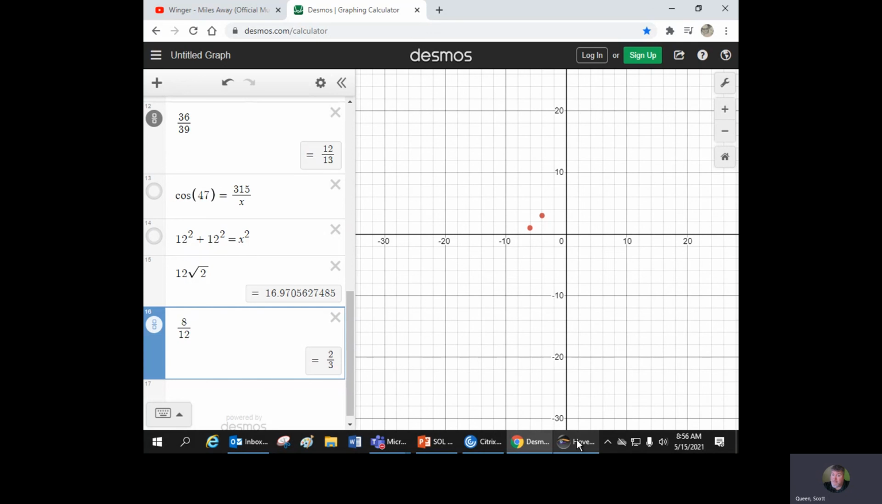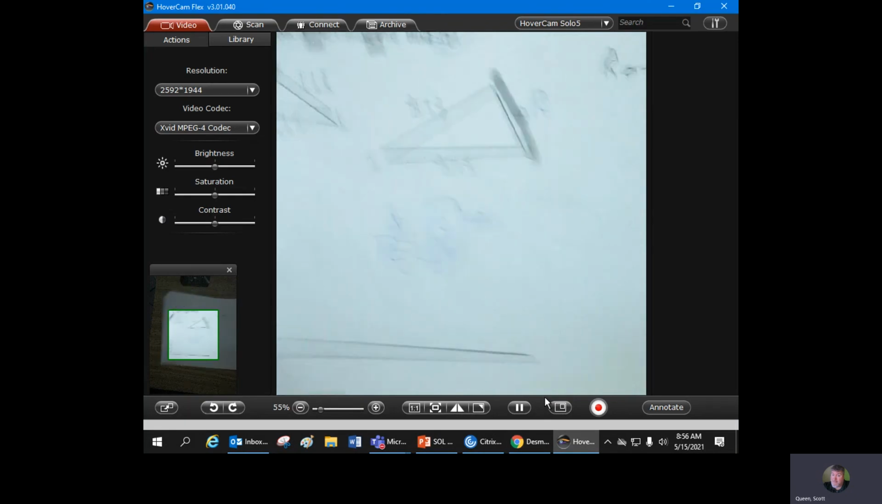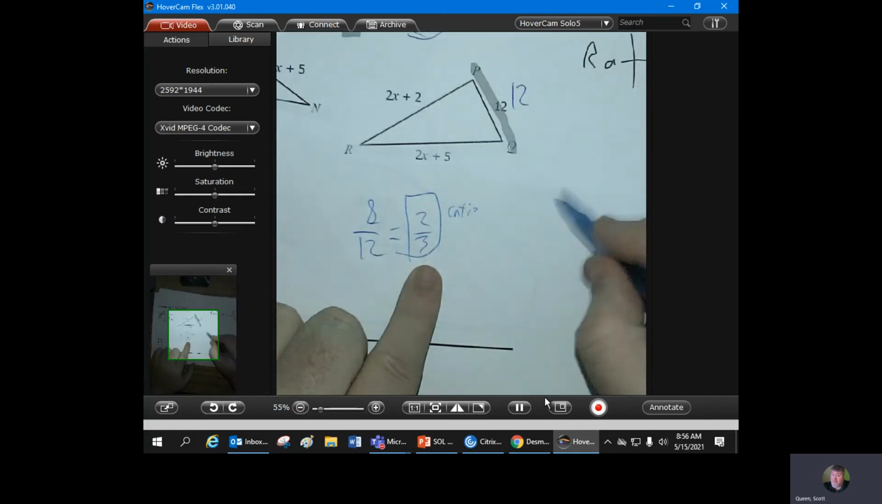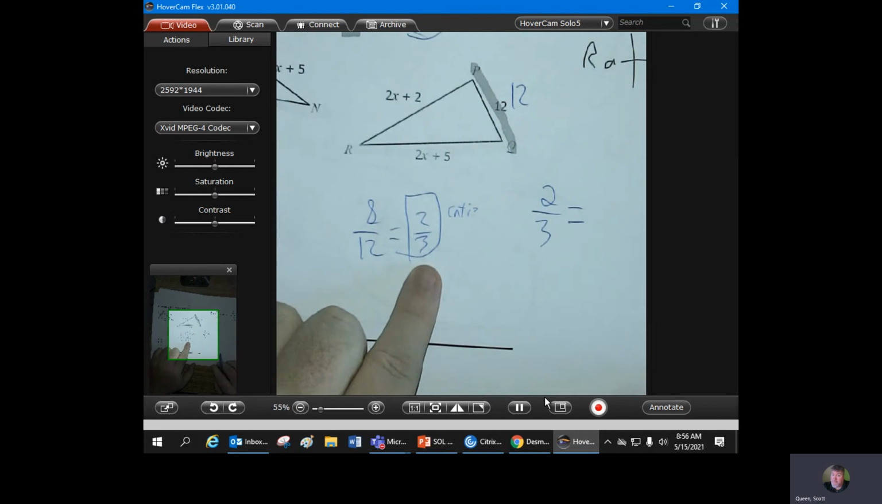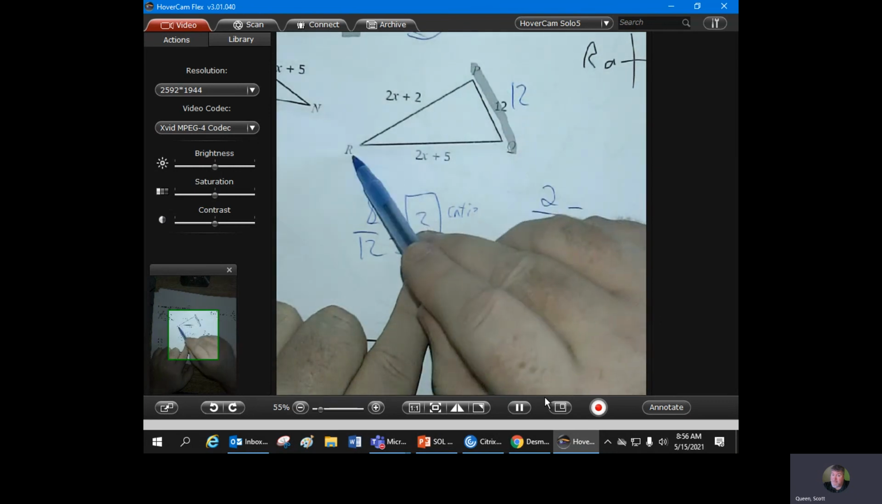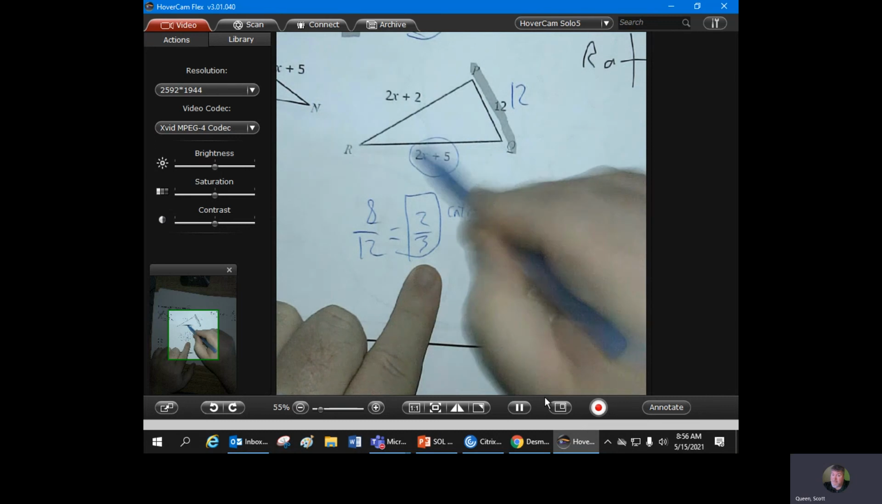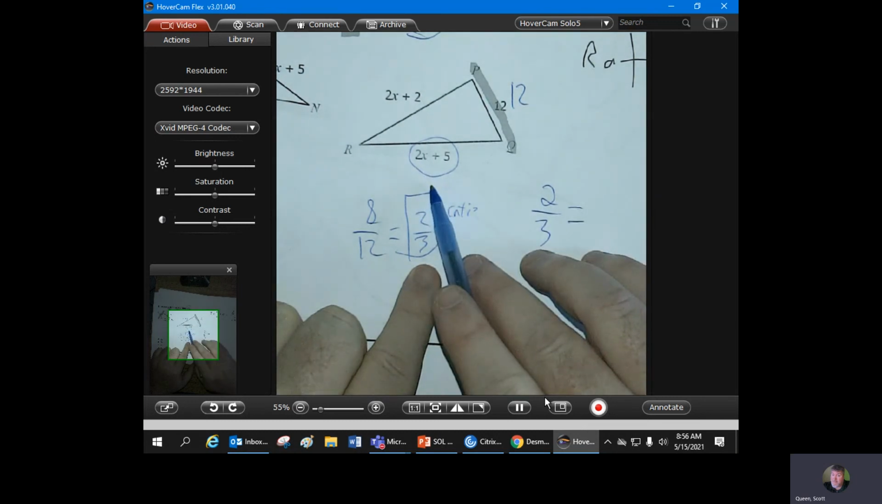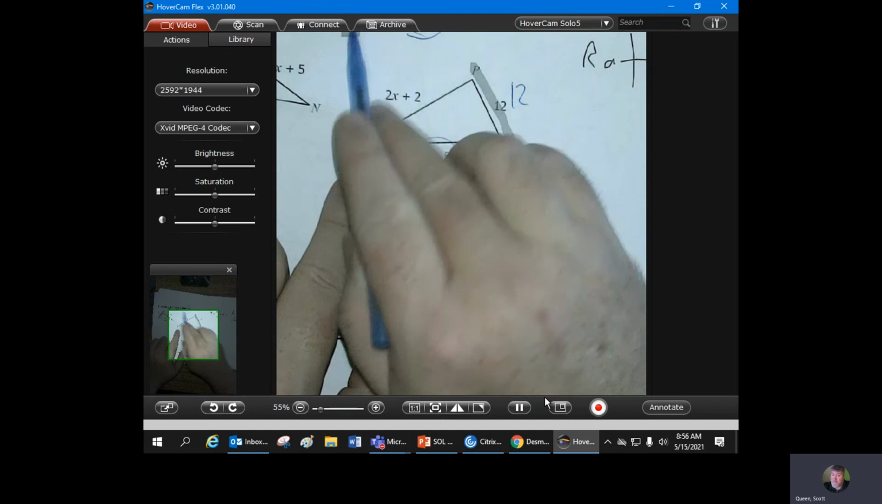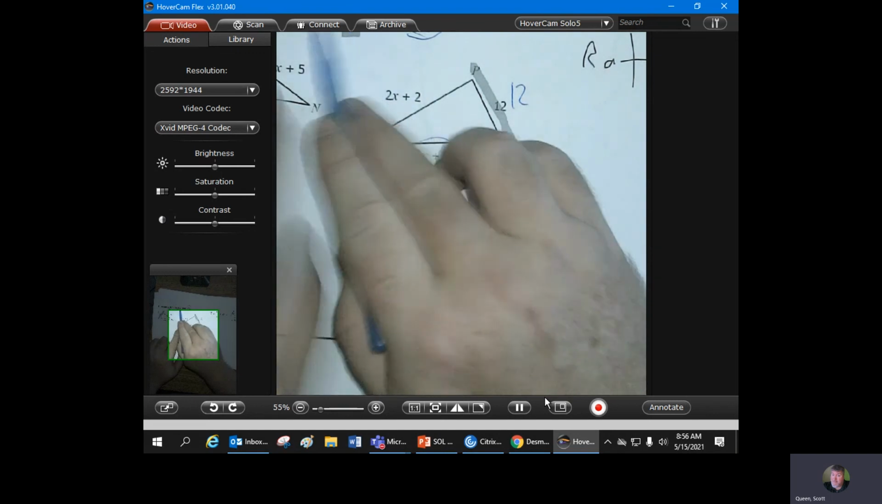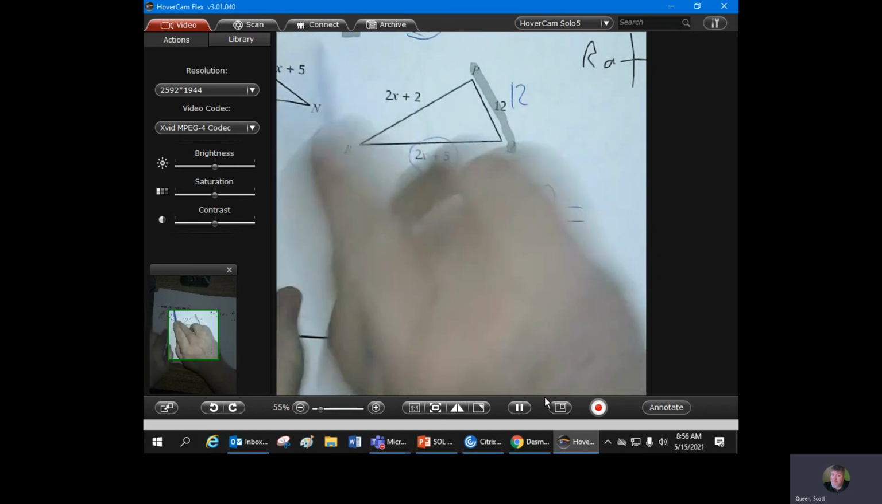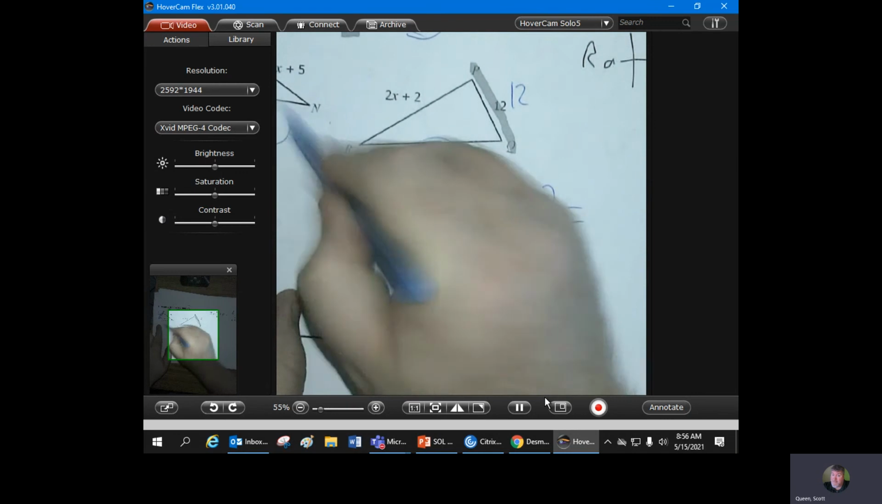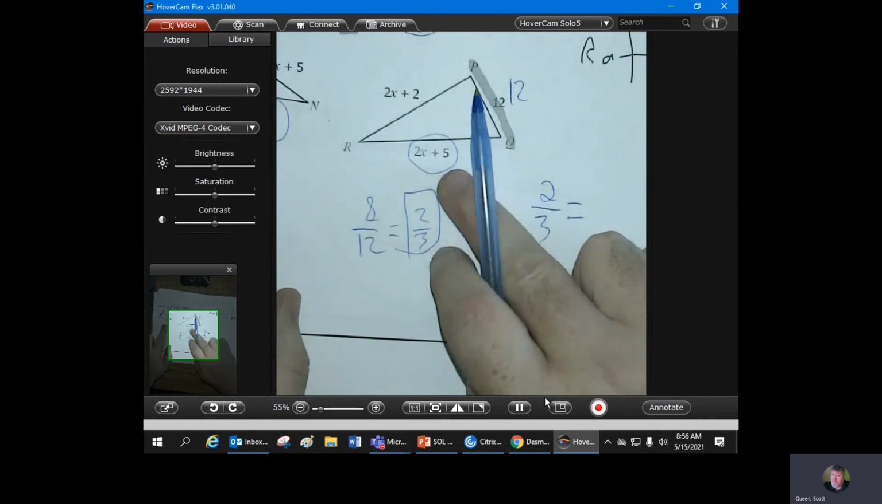So let's go back to our HoverCam. So I got a ratio of 2/3, and I'm gonna turn this into a proportion. They want me to find RQ. RQ is this side right here. That's 2x plus 5, right? So I got 2x plus 5. RQ goes with, that's the first and last letter. First and last letter is L and N, so that means LN is x plus 7. So there's my 2 comparisons.